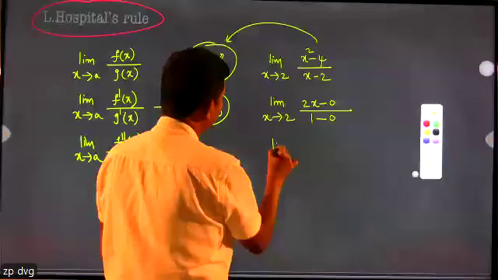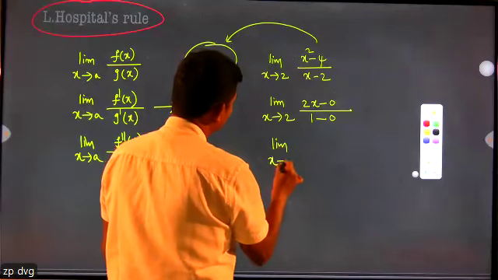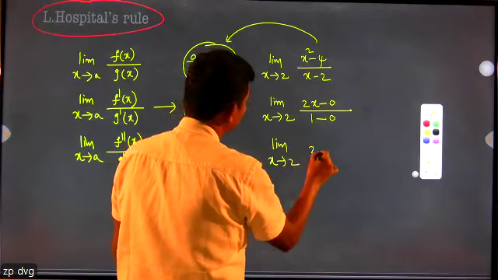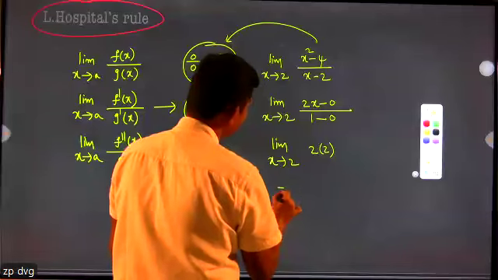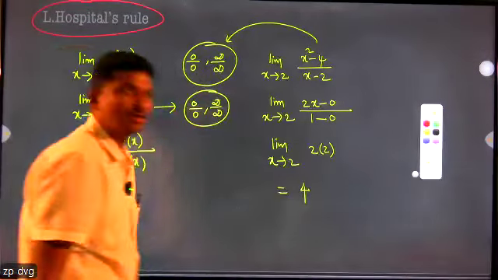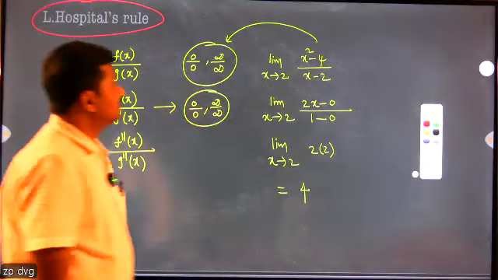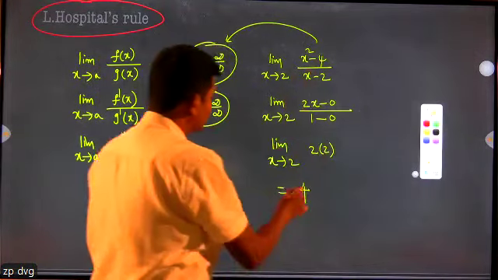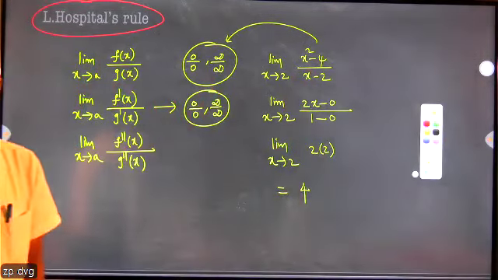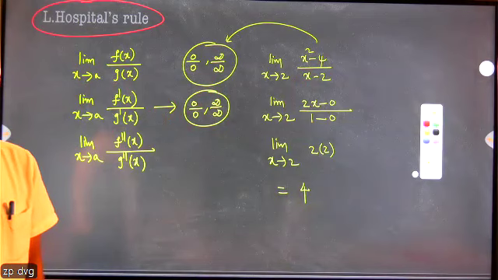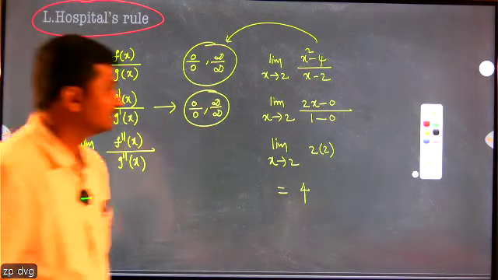Now you put x equal to 2 in this. Limit x approaches 2. What you will get? 2 into 2. This is giving a finite number. 2 into 2 is what? 4. So limit x tends to 2, x square minus 4 divided by x minus 2 is 4. Right? So in this way, we will find limit of function by using L'Hospital rule.